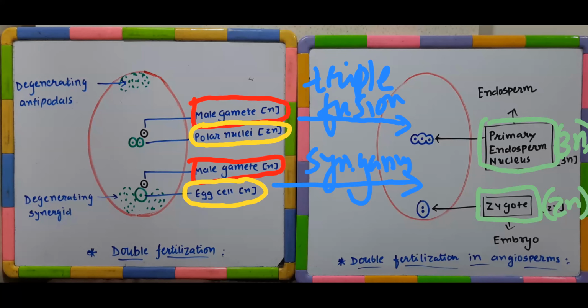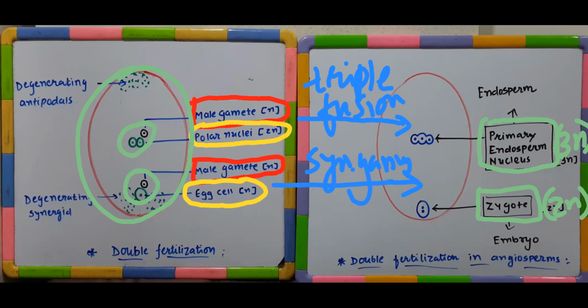Since within the embryo sac two types of fusions occurred, number one, syngamy, number two, triple fusion, this is how the angiospermic fertilization process is identified as double fertilization. It's a characteristic, unique for these flowering plants. Nowhere in the plant world can you see this. It's only in angiosperms.